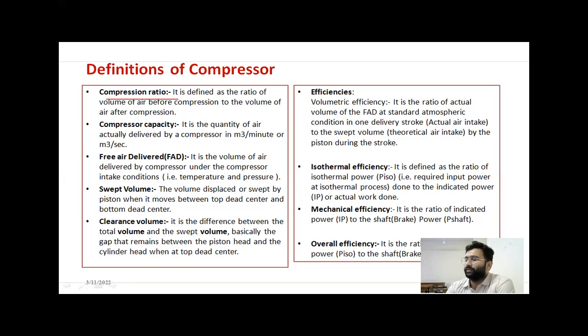Okay, next is compressor capacity. The capacity means how much amount of air we can deliver. So it is the quantity of air actually delivered by the compressor in meter cube per minute or meter cube per second. So that is the capacity of the compressor, meter cube per minute. Mostly it is given in meter cube per minute. In rare cases they take meter cube per second. Okay, it is the capacity of the compressor. How much volume of air you delivered in one minute, that will be the compressor capacity.